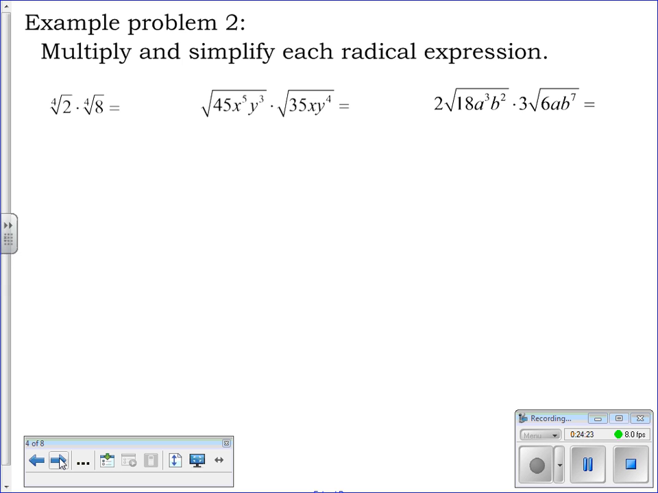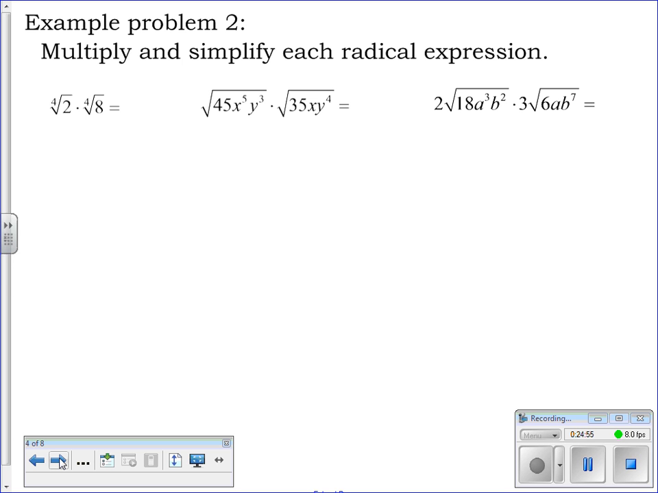Okay. Multiply and simplify each radical expression. Now, you have choices when you're doing this. You can simplify and then multiply, or multiply and then simplify. Kind of depends on the numbers I'm dealing with. When I have the first one, the 4th root of 8 and the 4th root of 2, I can't really simplify anything anyway, but I can go ahead and multiply them. I can multiply them because the indexes are the same.